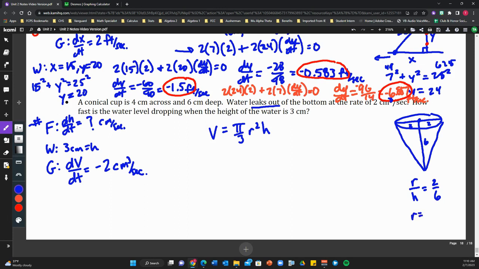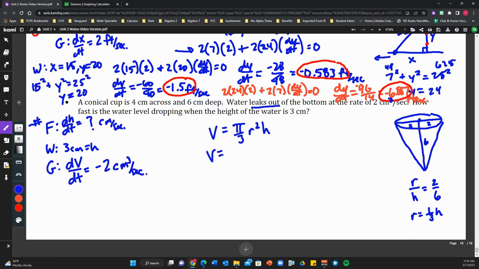So to do that, I just multiply both sides by H, so I get R equals 1/3 H. Or another way of saying that is at any point in time, as this water is leaking, if you know what the height is, the radius is 1/3 of whatever that value is. So that's how we can replace this.